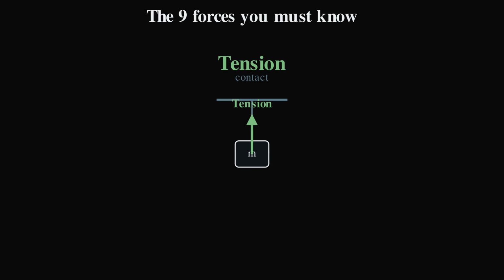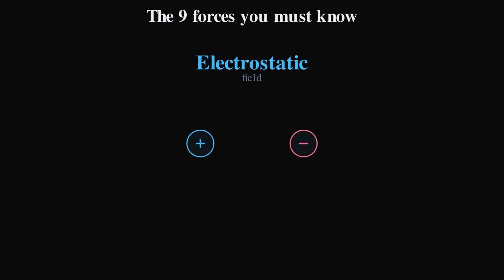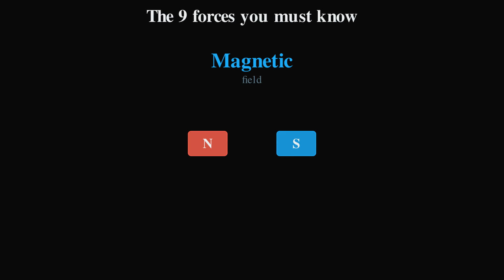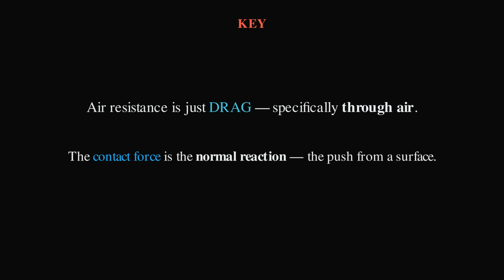Tension, the pull in a string or rope. Thrust, a push that drives you forward. Electrostatic, forces between charges, even across a gap. Magnetic, forces between magnets or magnetic materials. 2 key clarifications. Air resistance is just drag, specifically through air. The contact force is the normal reaction, the push from a surface.